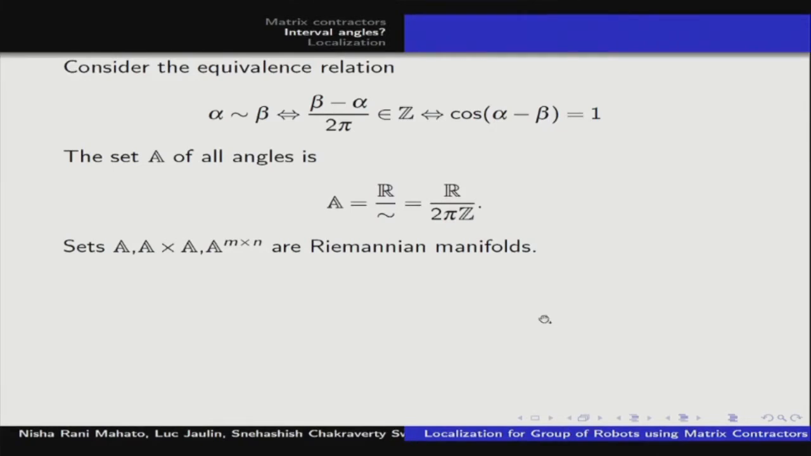If I define this relation, so angles, how can I define them rigorously? I first need an equivalence relation to say that if alpha and beta are equal modulo 2 pi, it means that they correspond to the same angles. So in fact, the set of angles is a quotient between R and this relation, which can be written as this one, as I said before. I have a Riemannian manifold. I cannot say that this angle is smaller than another one because of the circle.